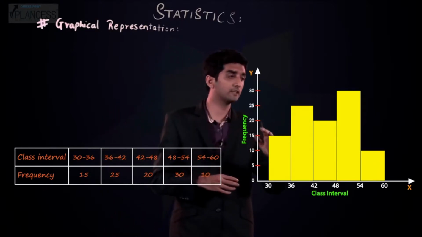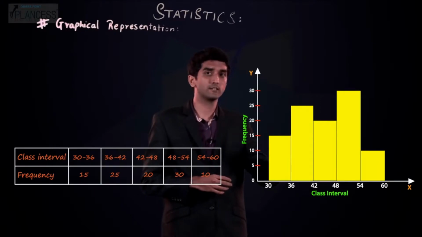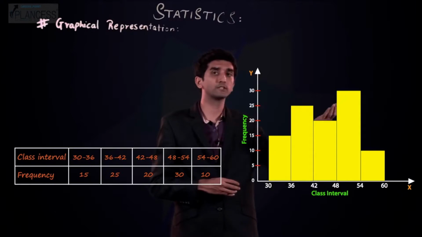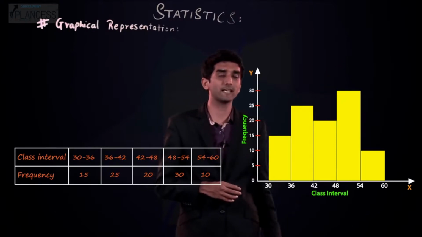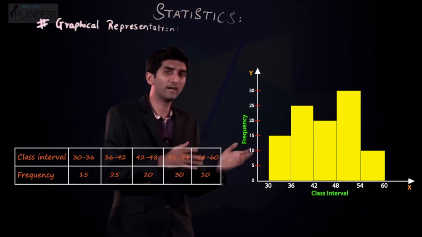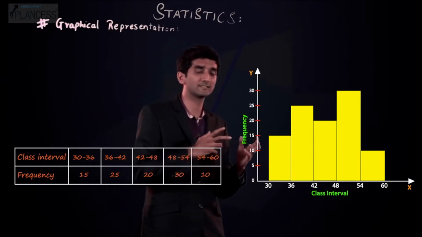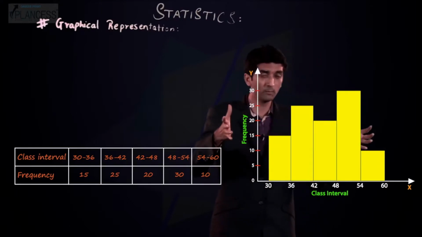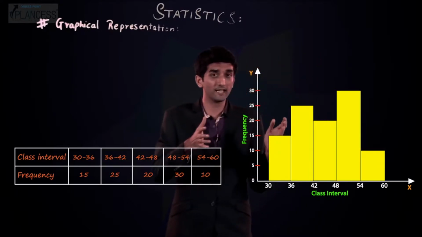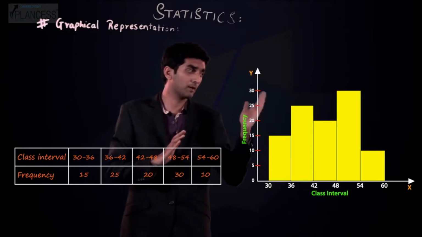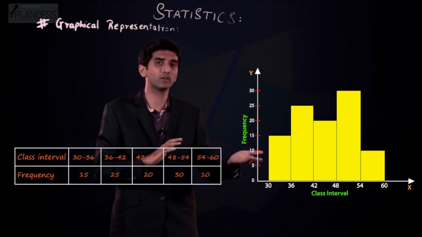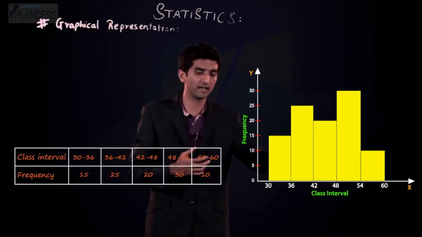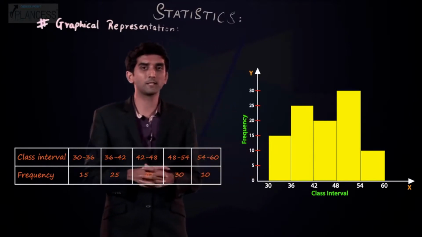So now this is 15. The next one, for the class interval 36 to 42, has a frequency of 25. Then the next one has a frequency of 20, then 30, and lastly 10. As you can see, the histogram is quite similar to a bar graph, but there is a vital difference between them, because this is for the exclusive form. It is continuous data. The rectangles will have no gaps in between them, but the similarity is that the frequency, or the number of students in this case, is represented by the height of the rectangle. So this is how a histogram is represented.